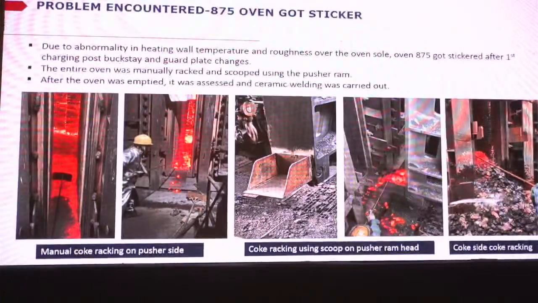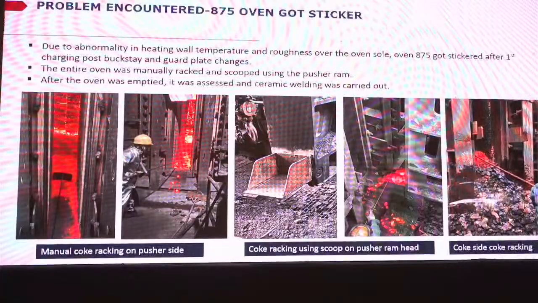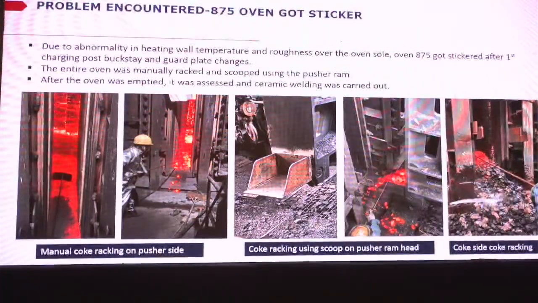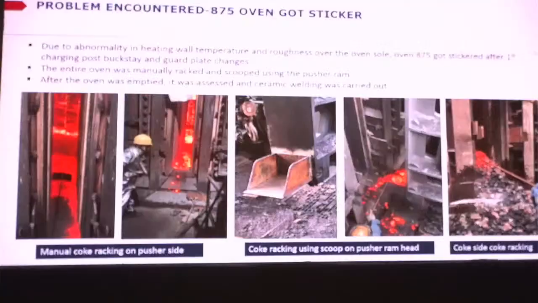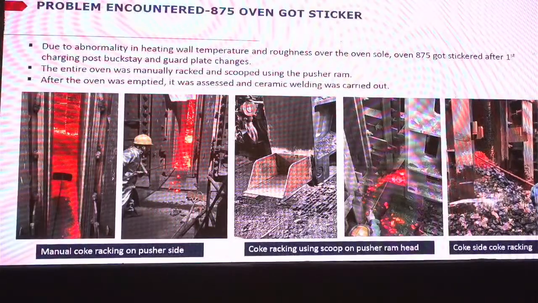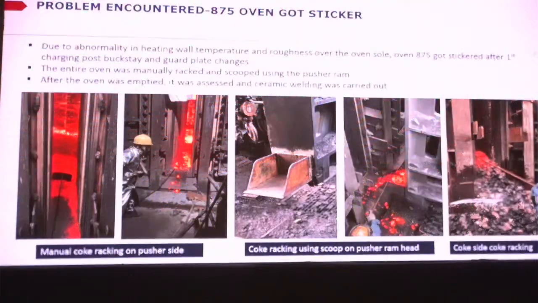So after first charging of 875, we faced that due to abnormality in temperature and roughness over the oven sole, oven number 875 got stuck, and the entire oven was manually raked and scooped using the pusher car, because adjacent ovens are empty, so we cannot forcefully push the oven. So this is the activity we carried out during the oven racking.